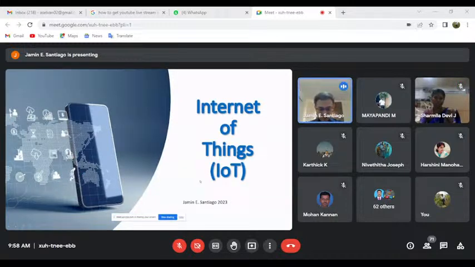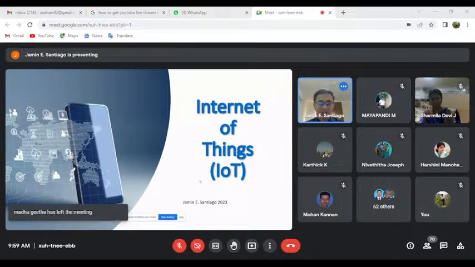For today's topic, I will be discussing Internet of Things, IoT. I chose this topic because of my experience handling so many projects, and always in all those projects I am including the Internet of Things.